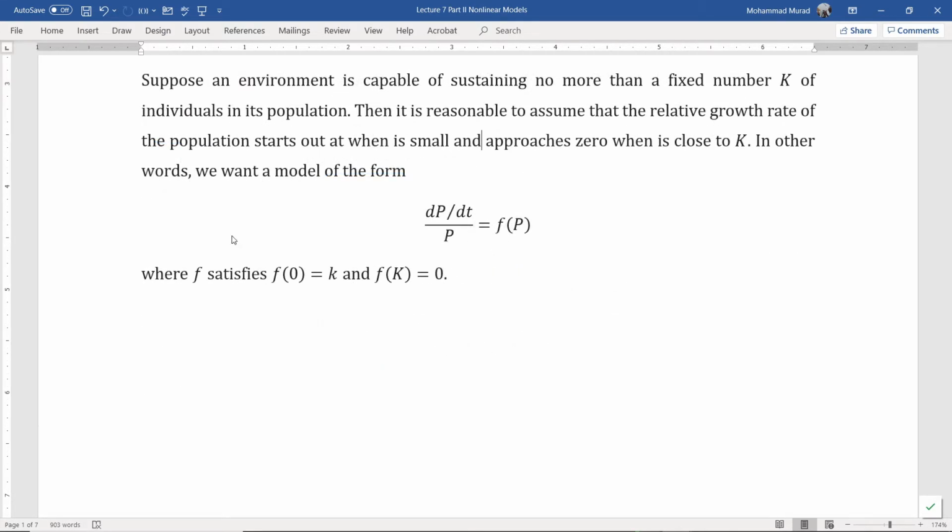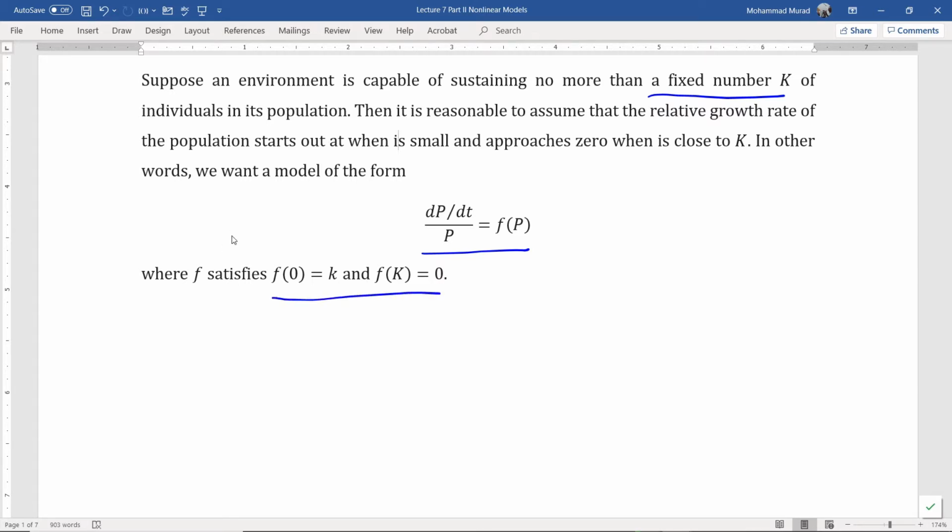Suppose an environment is capable of sustaining no more than a fixed number K of individuals in its population. Then it is reasonable to assume that the relative growth rate of the population starts out at k when P is small and approaches 0 when P is close to K. In other words, we want a model of the form (dP/dt)/P equals some function f depending on the population only, where the function f satisfies these two conditions.